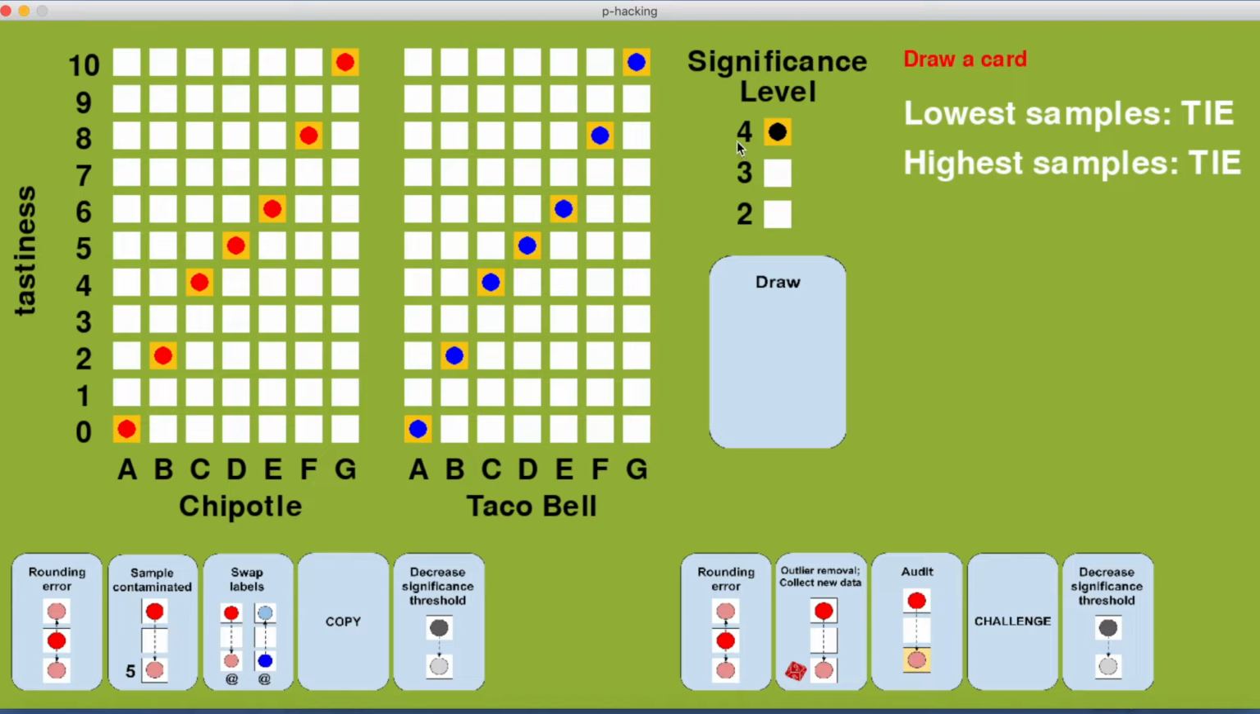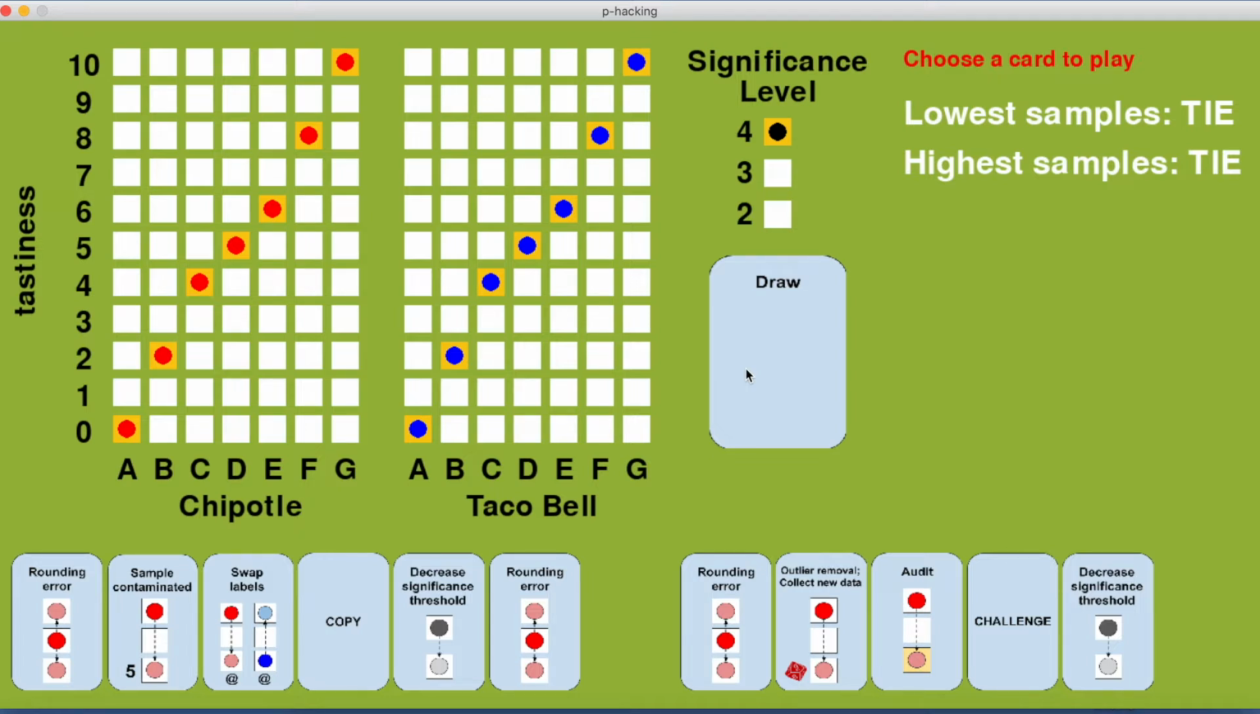So throughout the game, this significance level can decrease down to 2, and the game will end when one of those conditions are met. So on each turn, a player is going to draw one card and play one card. So on red's first turn, they'll draw a card, and they'll choose one of their actions. I'll go over each of the possible actions.